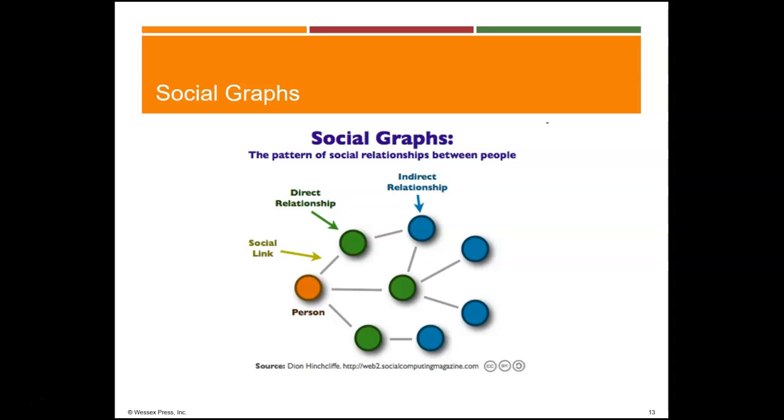So this is an example of social graphs, the pattern of social relationships between people. There's the indirect relationship, and then there's your direct relationships to people. This is you. So you could be connected to 3 people, but these 3 people are also connected to others who are eventually connected to others as well. So it's just a big, huge map that goes from the beginning, you, all the way to maybe hundreds and hundreds of other consumers with the similar interests that you have.